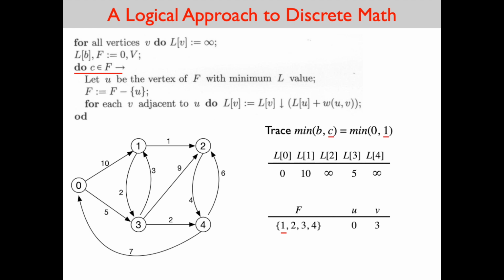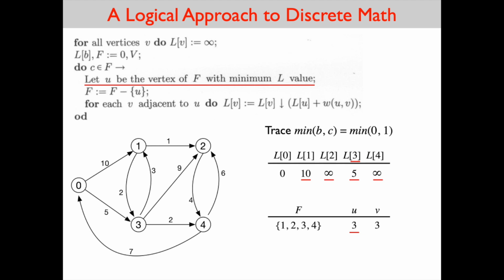Now, on the next slide, we see what happens. We execute the statement: let U be the vertex of F with minimum L value. Now, what are the vertices of F? They are 1, 2, 3, and 4. So we have to compare the values 10, infinity, 5, and infinity, because those are the values of L1, L2, L3, and L4. Now, obviously, if you have 4 numbers, 10, infinity, 5, and infinity, the smallest one is 5. Now, which one is 5? It's L sub 3 that is 5. Therefore, U is 3. Are you with me, sports fans?